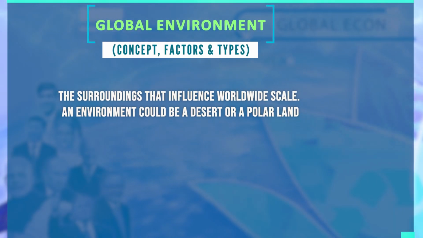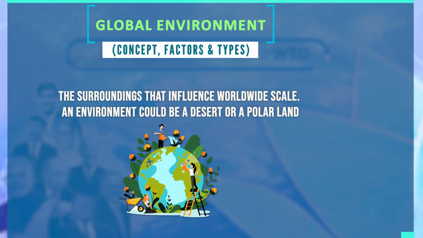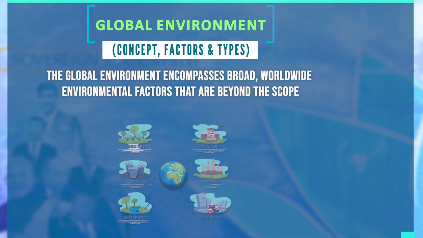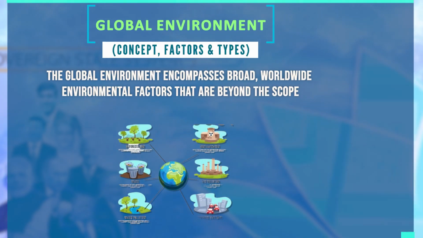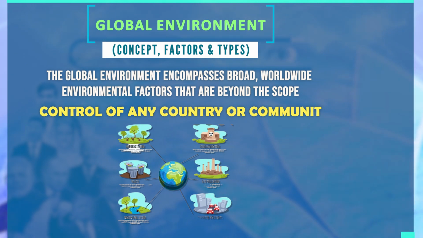Global environment can be defined as an environment about our nature and the surroundings that influence on a worldwide scale. An environment could be a desert or a polar land. The global environment encompasses broad worldwide environmental factors that are beyond the scope and control of any country or community.